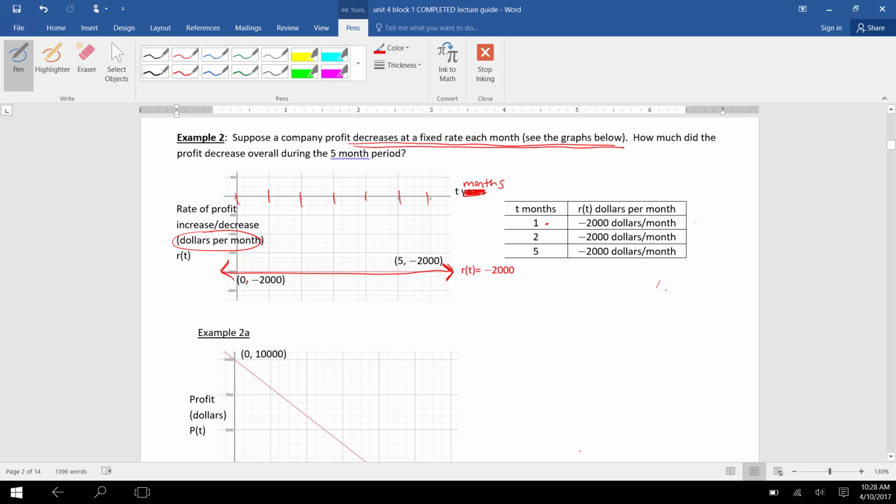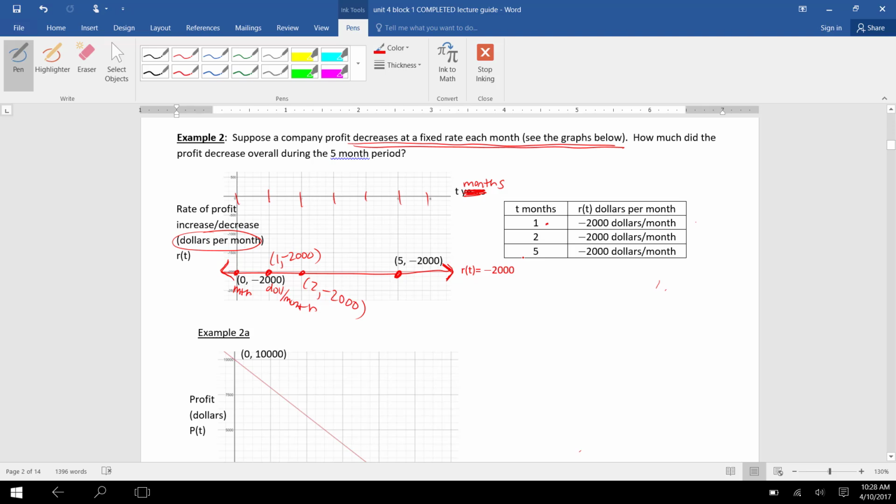So for example, at month 0, profit is decreasing $2,000 per month. At month 1, profit is decreasing $2,000 per month. At month 2, profit is decreasing $2,000 per month. Go up to month 5, profit is still decreasing $2,000 per month. I don't know the actual profit. All I know is the rate of change of the profit per month. It is fixed, it's constant, it's always going down at a rate of $2,000 per month.